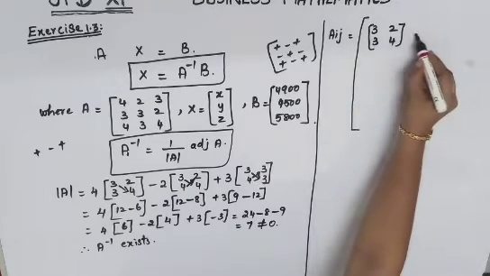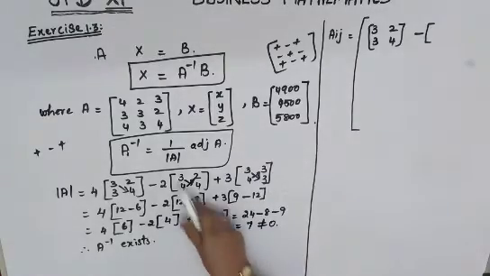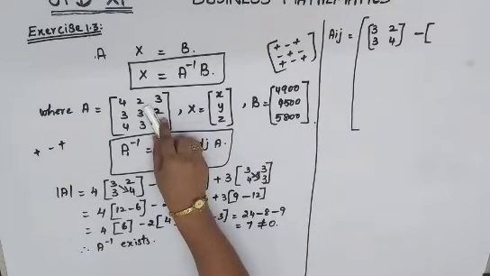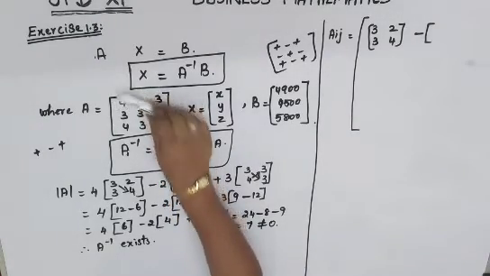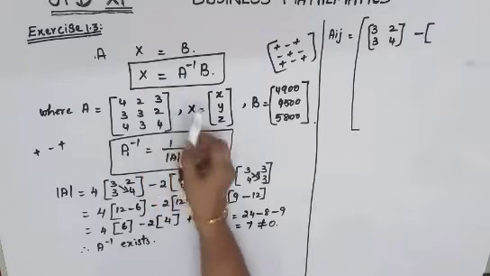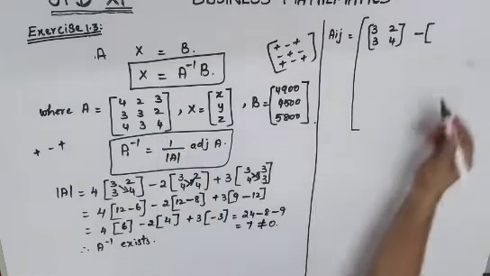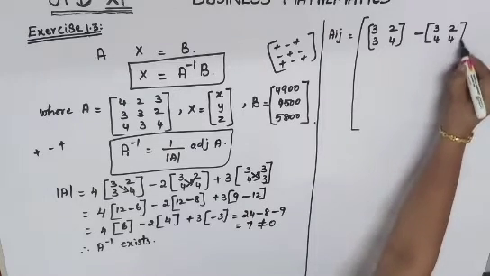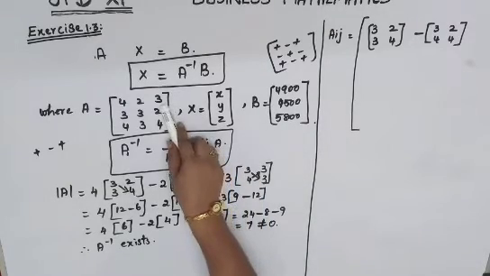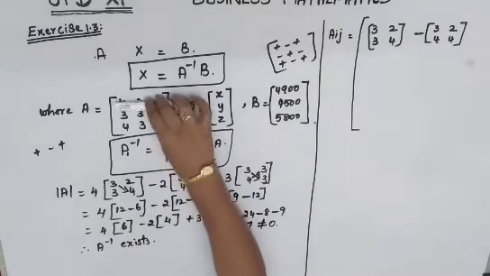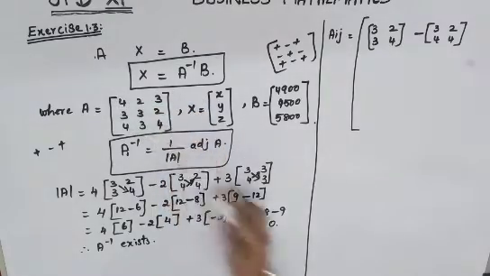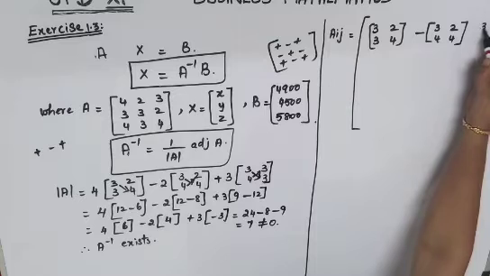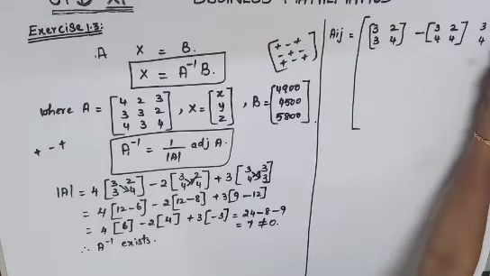Then insert this minus, open your bracket. The minor of 2 has to be found out. Removing the row and second column, you will get 3, 2, 4, 4. Then the third element 3 is there. Removing the column and the row, 3, 3, 4, 3.